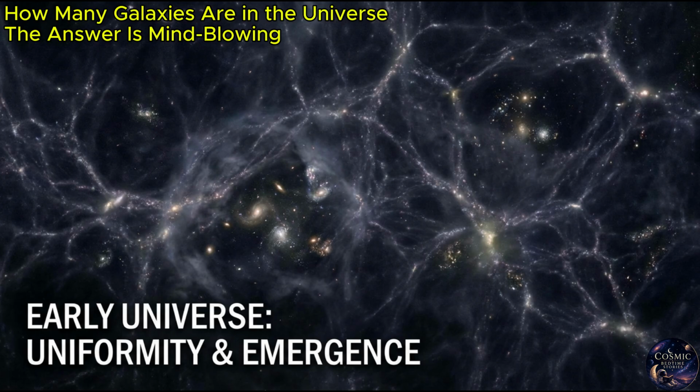The remaining uncertainty is therefore not about whether galaxies are extremely numerous, but about the precise total number within a given range. Estimates typically vary by factors of a few, rather than orders of magnitude. This reflects the robustness of the underlying cosmological model, even in the presence of observational limitations.